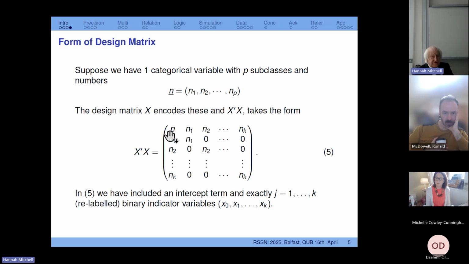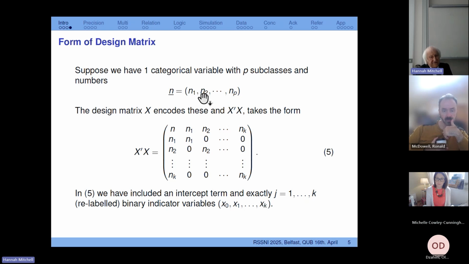Here we have a nice matrix that takes this form. N is the total number of observations, and we have the n's up to nk. Well, I'll explain that in a minute. It's a relabeling, but it's fine. So this is a bordered diagonal matrix in this case. So in equation 5, we have included an intercept term. This is where this form comes from. And we have x1 to xk binary indicator variables.